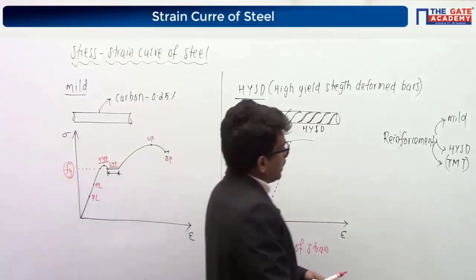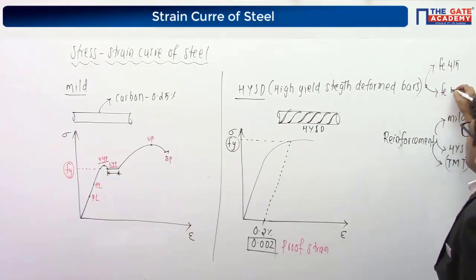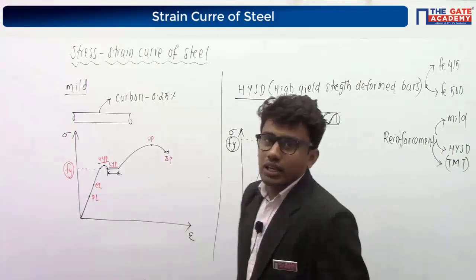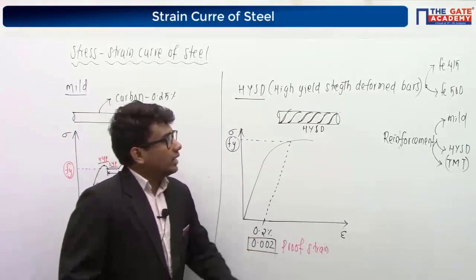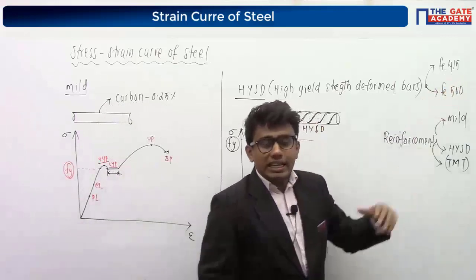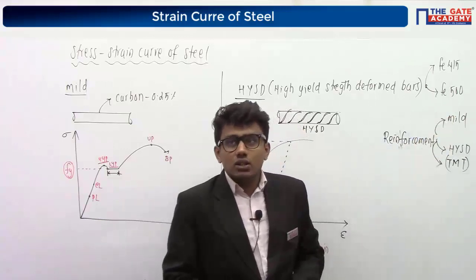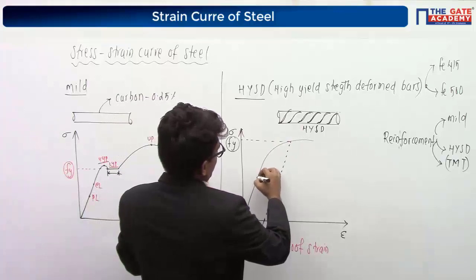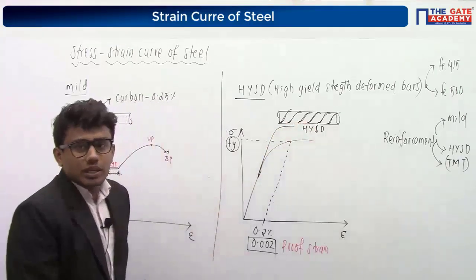HYSD steel bar is actually of two grades. We can consider Fe 415 grade steel and Fe 500 grade steel. What is the meaning of Fe 415 grade steel? This grade of steel is based on the yield strength of the steel bar. Fe 415 means the yield strength is 415 Newton per mm square. Fe 500 means the yield strength is 500 Newton per mm square. If you draw the curve for Fe 500, you will be getting a curve like this, where the strength will be much more.